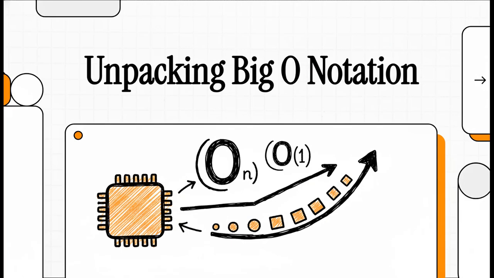Ever wonder how developers know if their code is going to be fast or painfully slow? Well, they actually have a special language for it. And today, we're going to unpack one of its most important ideas, Big O notation.